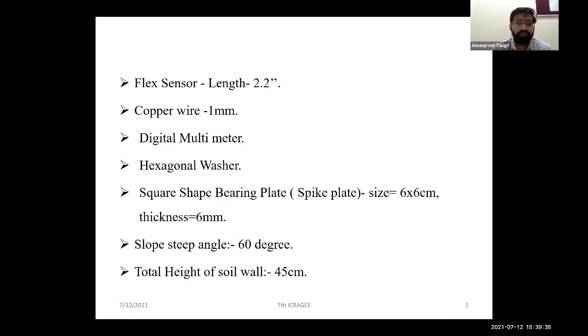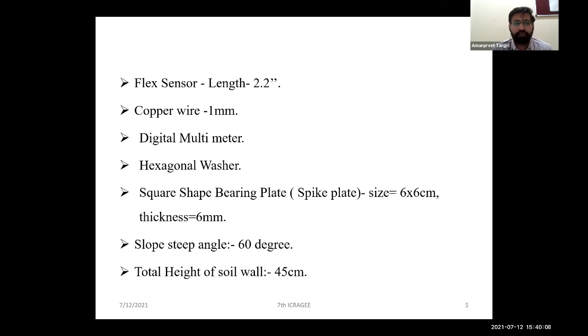Flex sensors were used whose length was 2.28. They were basically used to measure the strain, and copper wires were attached to the flex sensor and thereafter to the switch and to the multimeter, so that we could measure the strain indirectly by measuring the change in the resistance. Hexagonal washers were provided so that the material could withstand the load. Along with that, bearing plates of size 6 into 6 centimeter were used, so that the material could be fixed to that particular slope.